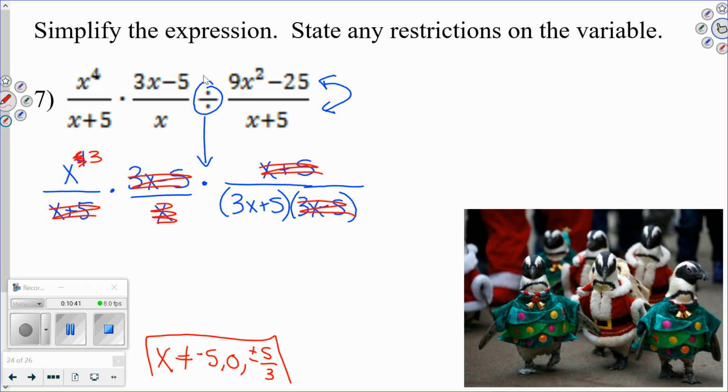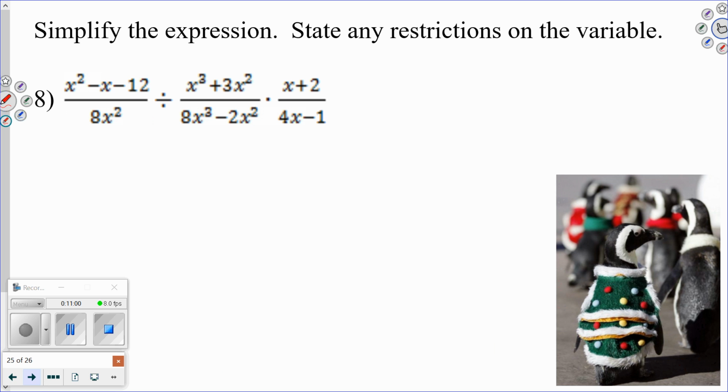So what do we got left? Good. Yay. So 3 fractions. Is it that much worse than the other ones? All right, last one.